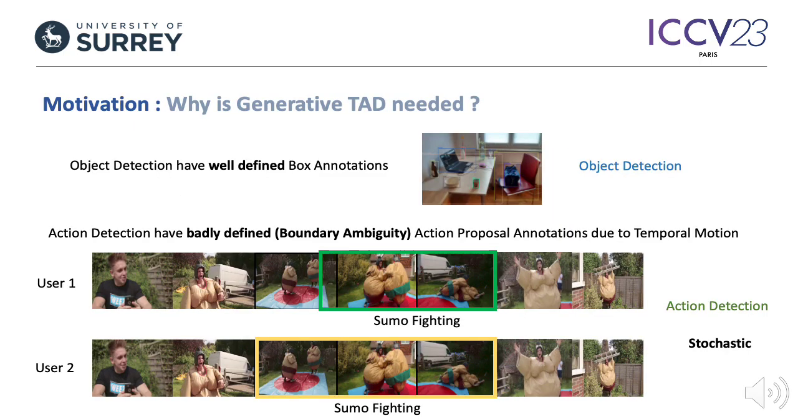This brings us to the problem motivation. Why is generative modeling required for TAD? Compared to object detection, action detection suffers from boundary ambiguity. For example, in a video of sumo fighting, annotator 1 and 2 may annotate the same sumo fighting class with different temporal boundaries. This process is stochastic and happens due to motion augmentation. Generative models can help solve this stochasticity.